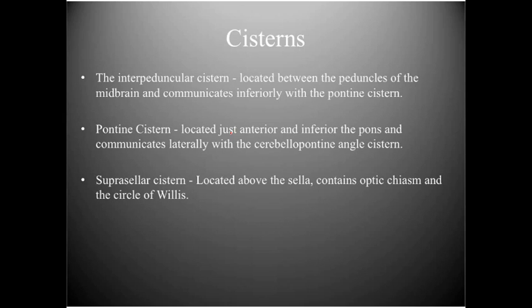The interpeduncular cistern is located between the peduncles of the midbrain and communicates inferiorly with the pontine cistern. The pontine cistern is located just anterior and inferior to the pons and communicates laterally with the cerebellopontine angle cistern. The suprasellar cistern is located above the sella and contains the optic chiasm and the entire circle of Willis.